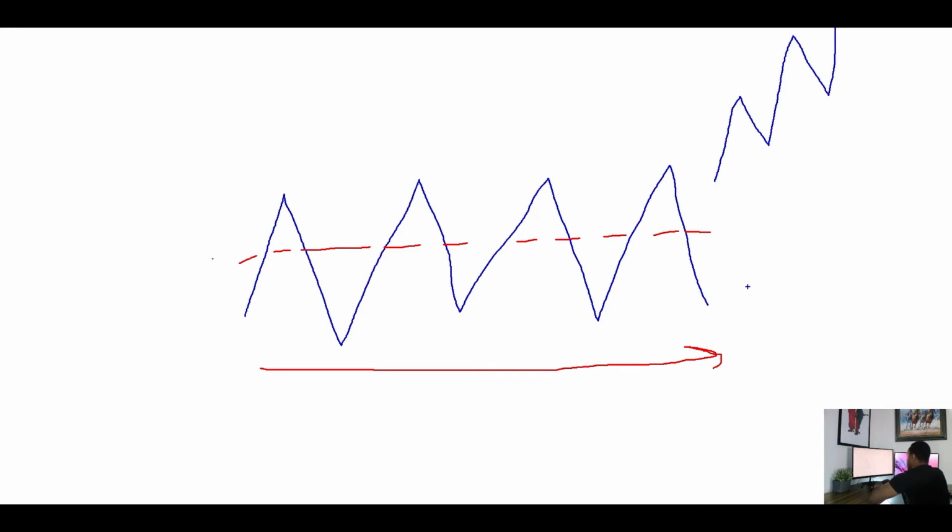And if you break to the downside, expect to see lower highs, lower lows, lower highs, lower lows in the market. So those are the three ways the market moves: consolidation, moving to the upside in an uptrend, or moving to the downside in a bearish trend. So those are the three ways, and I'm going to show you an example.